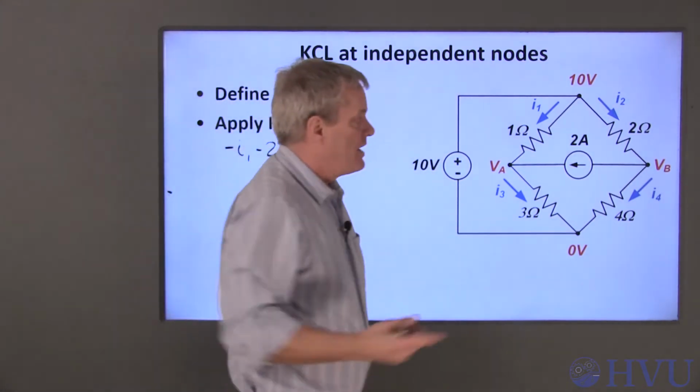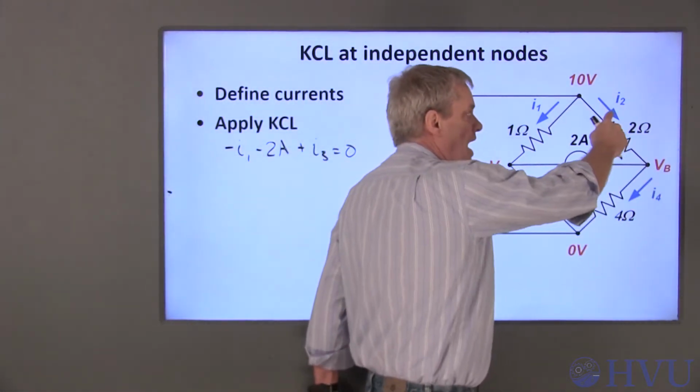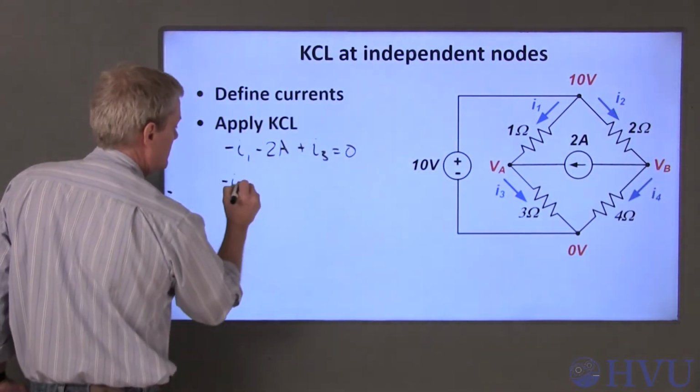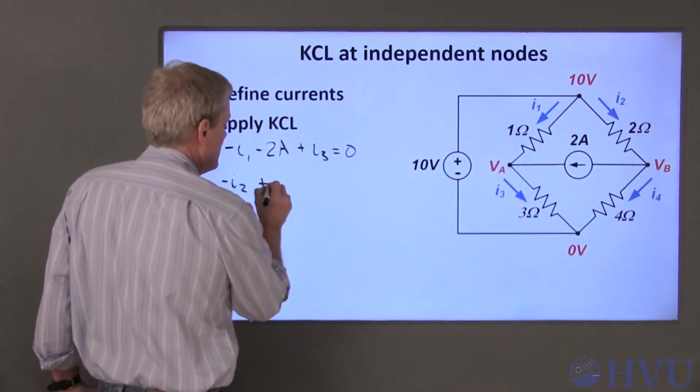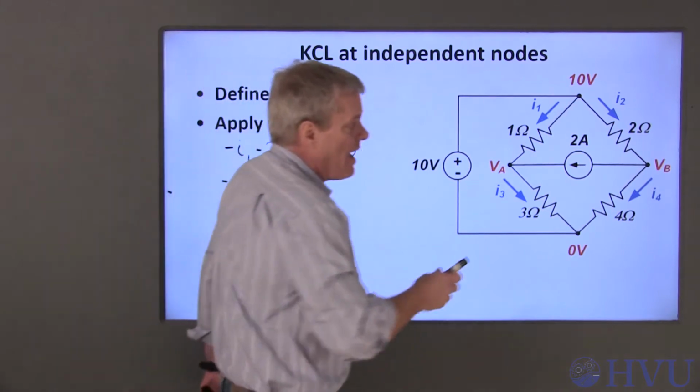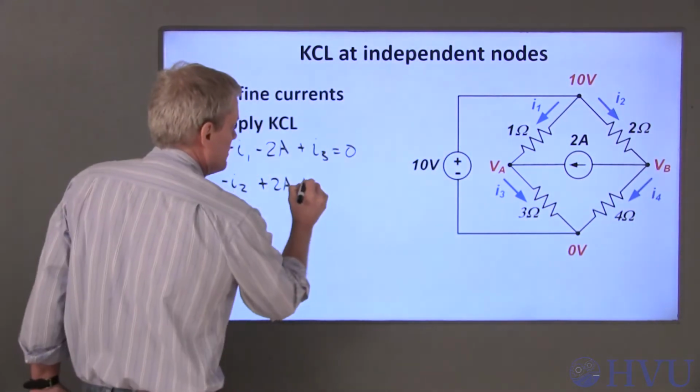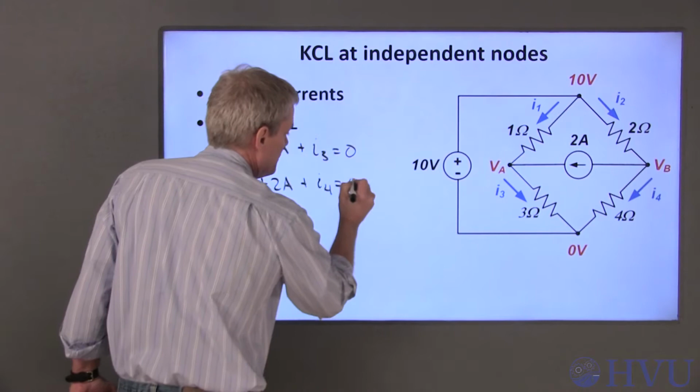Likewise, if I assume positive currents are leaving node B, I2 is negative. The 2 amp source is actually leaving, so it's a positive contribution in this equation. And I4 is leaving, so it becomes a positive contribution.